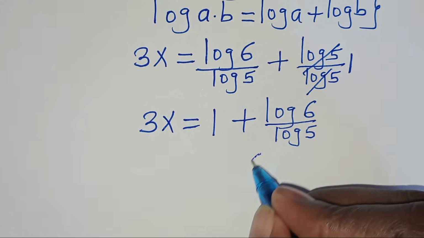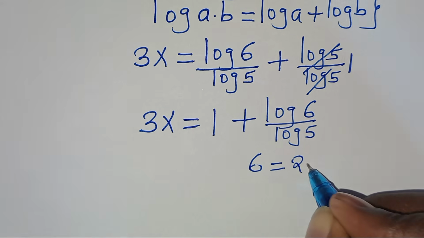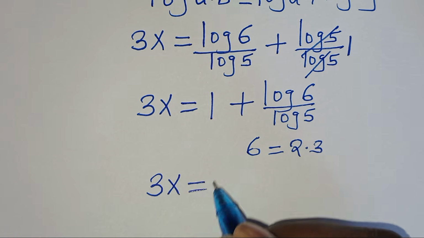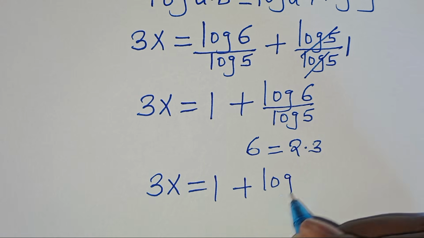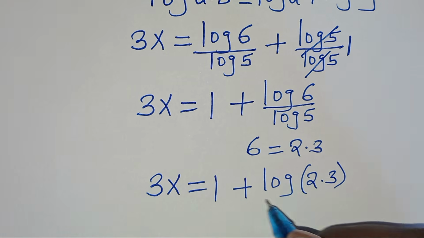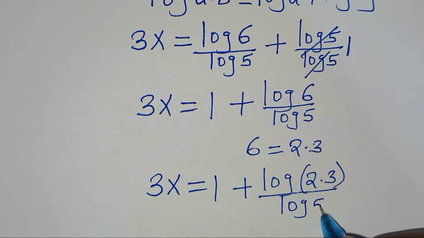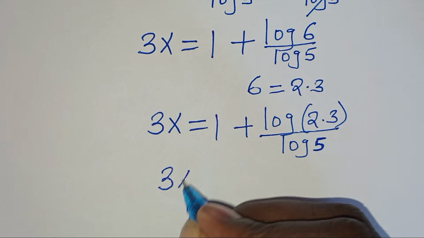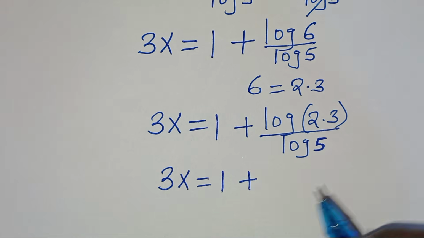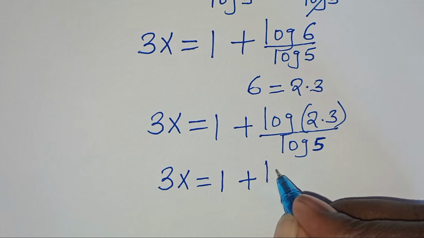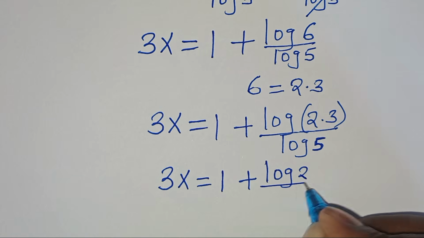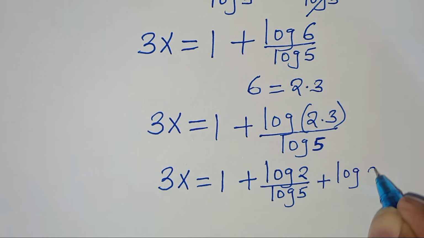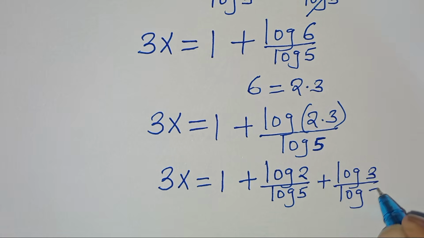In the next step we can express 6 as the same thing as 2 multiplied by 3. So this means 3x is equal to 1 plus log of 2 multiplied by 3 divided by log 5. Now we have 3x equal to 1 plus log 2 times 3. This can be expressed as log 2 divided by log 5, then plus log 3 divided by log 5.